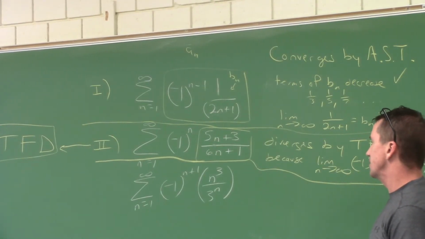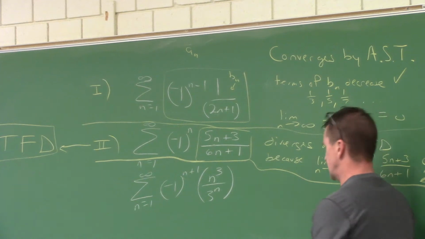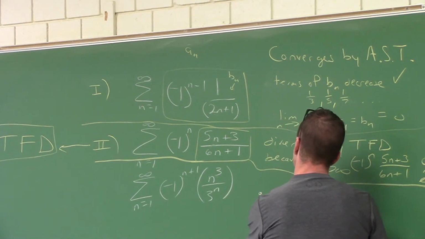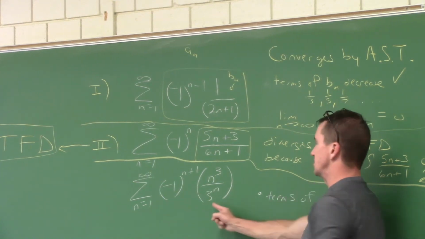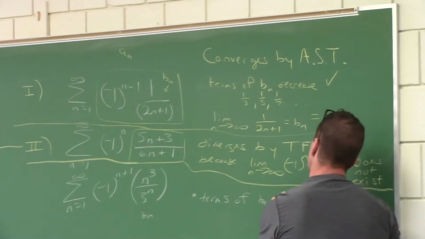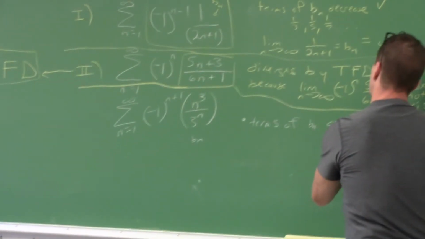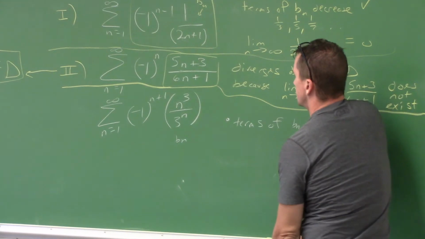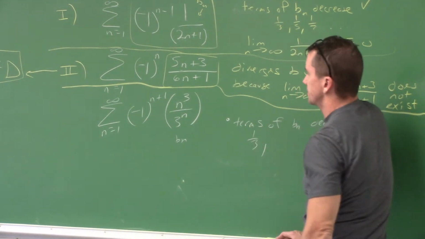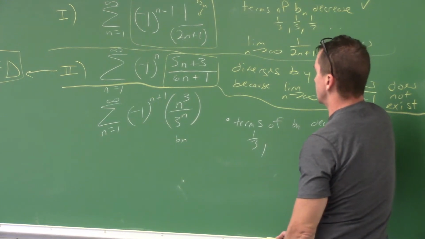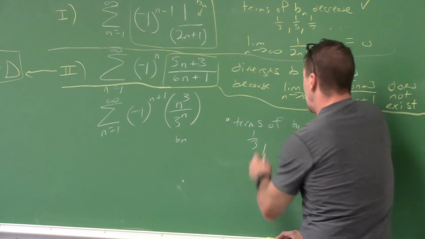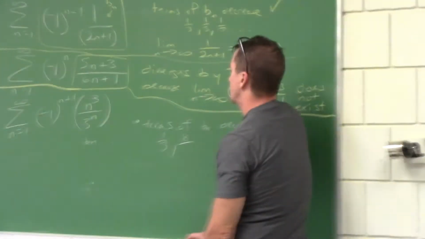Hey, try this one: the sum of n cubed over 3 to the n. Well, are the terms decreasing? Let's check it out. I call this b sub n. Are the terms of b sub n decreasing? You just have to make sure that's happening. What's the first number? 1 cubed over 3 to the 1 is 1/3. Now plug in a 2, what do you get? 8 over, what's 3 squared?